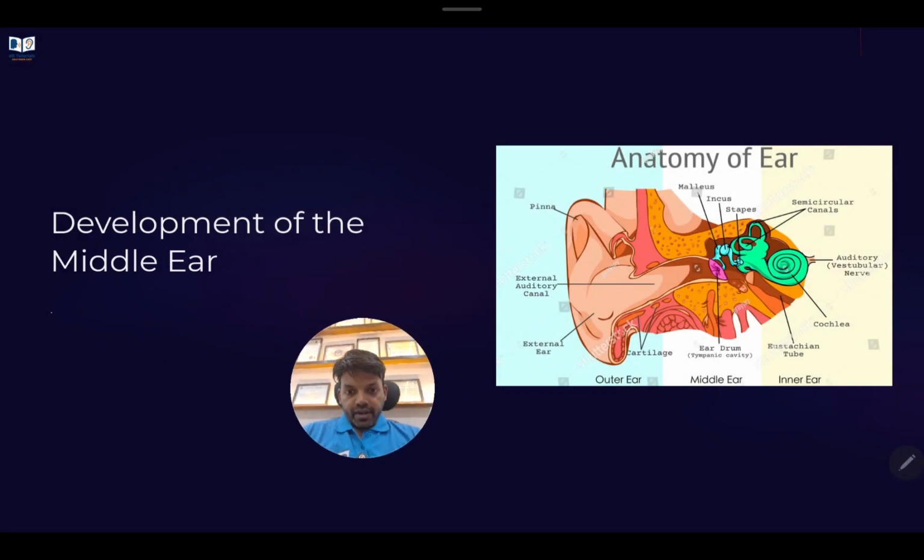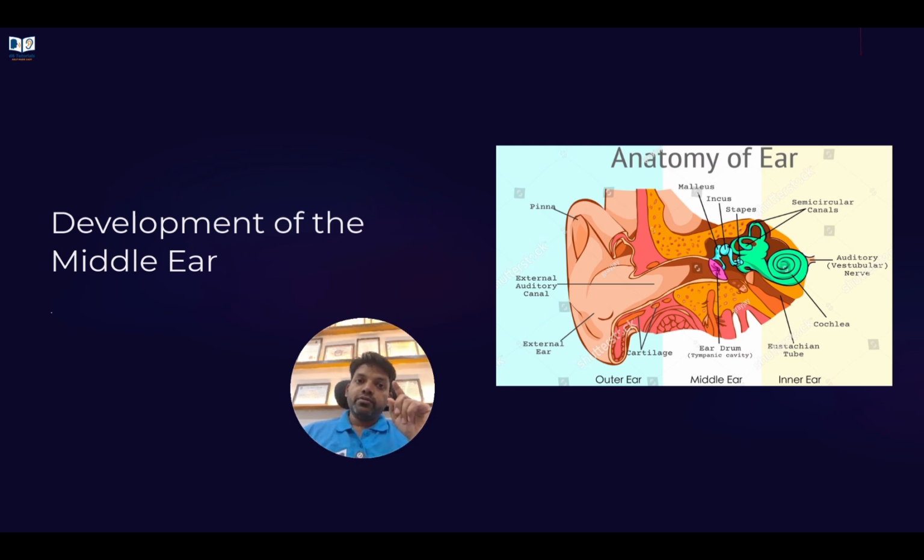Dear students, welcome back to the new topic. If you have not gone through the development of the external ear, don't even try to watch this topic because ये बहुत difficult रहने वाला है. ठीक है, this is the next level of external ear development.